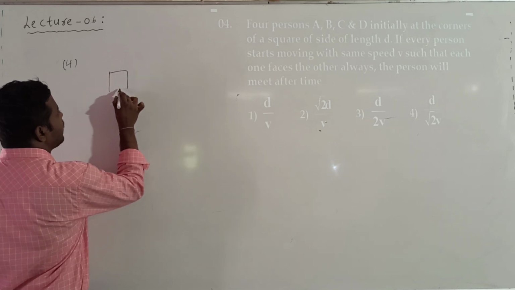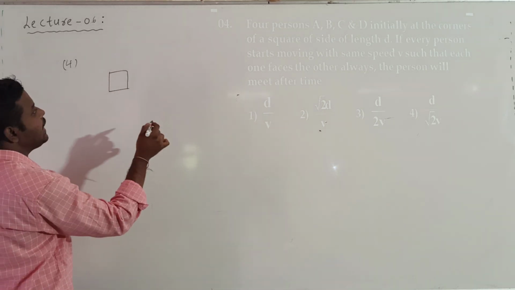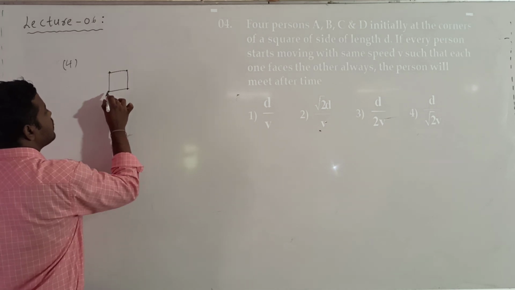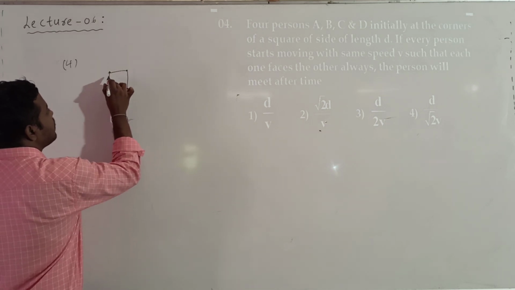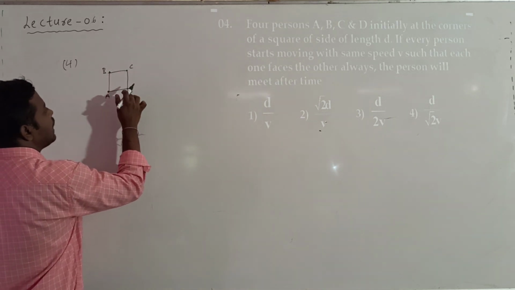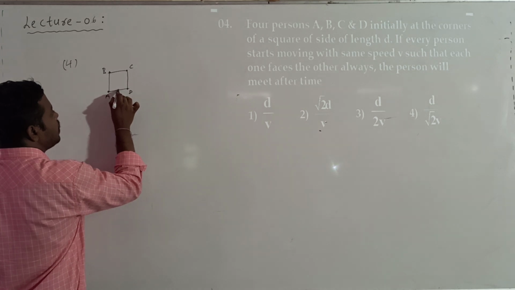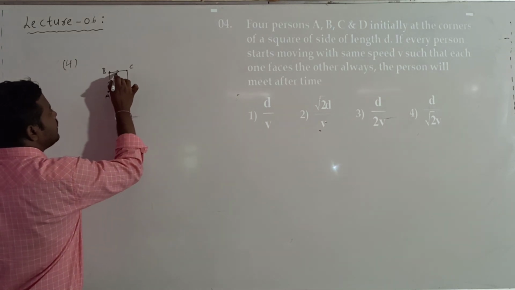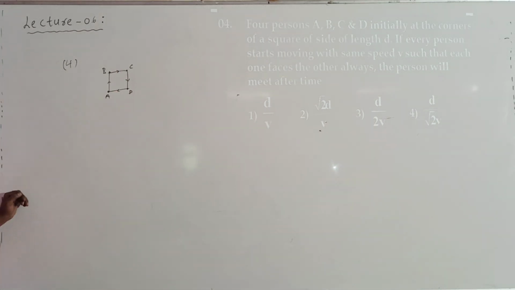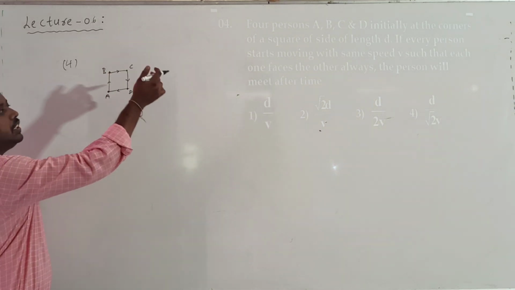They have given one square of side d, with 4 persons located at the 4 corners. Let me call the corners A, B, C, D. Each and every person is moving towards the other person, this side, this side, and this side, with the velocity given as v. They are asking us to calculate the time after which they will meet.